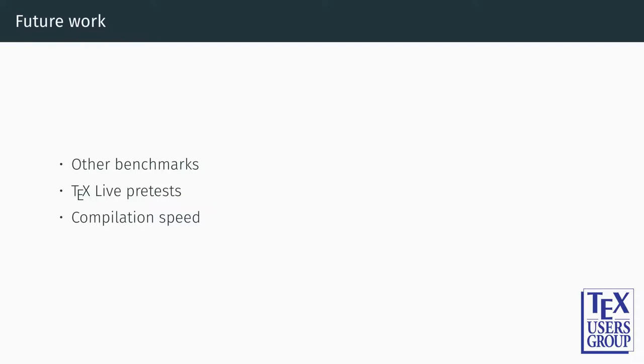One thing we could do is find other documents outside the template gallery to run in our benchmarks. It would also be interesting to see if we could run our benchmarks during the TeXLive pretests to help finding bugs. And finally, we noticed that compilation seems to get slightly slower every year. It would be interesting to figure out more precisely where the time is spent.